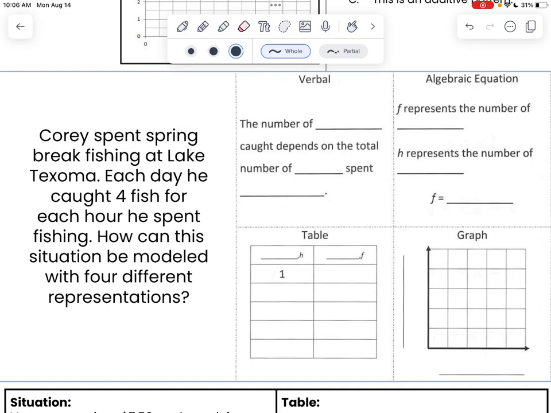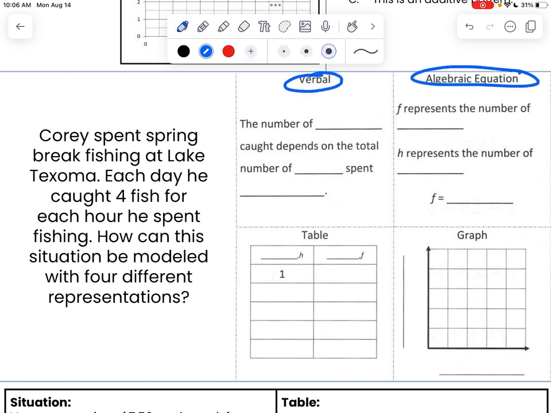Hey guys, today we are going to continue looking at multiple representations of additive or multiplicative patterns. And previously we were given all of the representations, but today we are just given a verbal story problem. And we're going to use that to generate all of the different representations, which are verbal, algebraic equation, table, and graph.